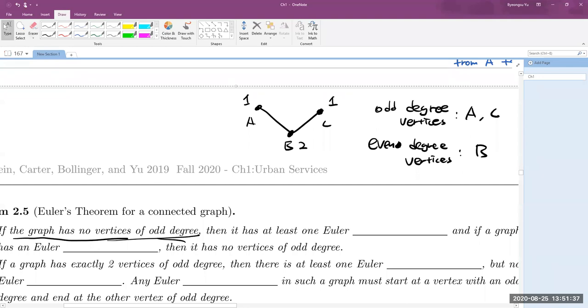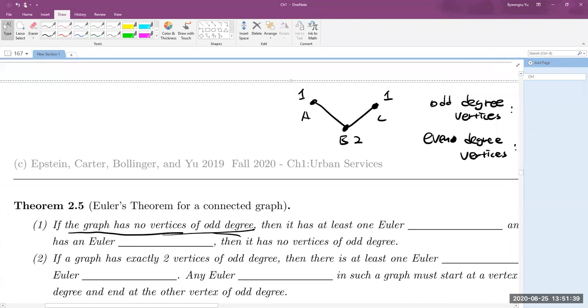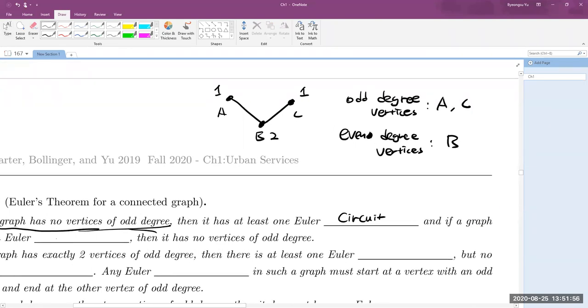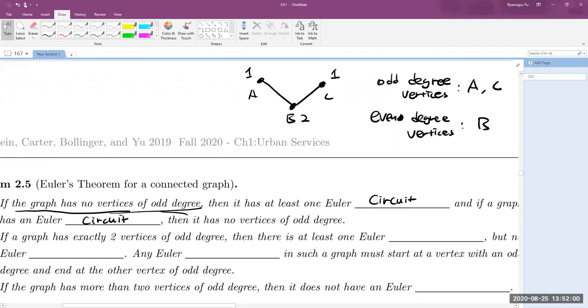So what Euler says is that if the graph has no vertices of odd degree, then it has at least one Euler circuit. And if a graph has an Euler circuit, then it has no vertices of odd degree. So that's the first conclusion about the Euler circuit.